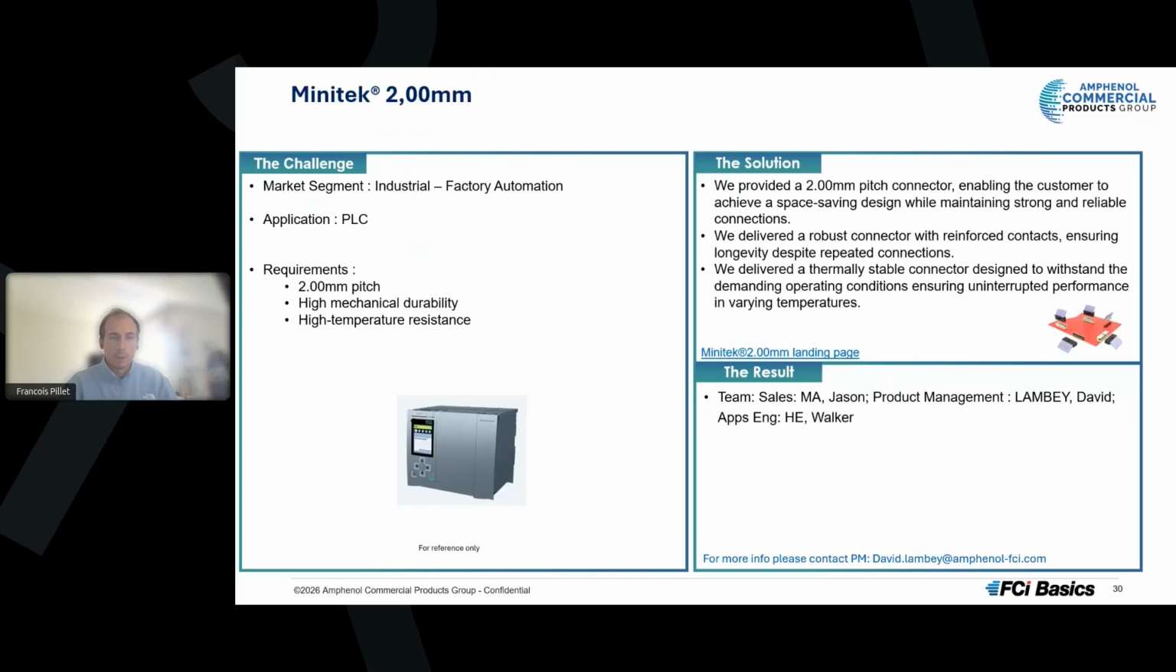The second case relates a space constraint expressed by the customer on top of challenging temperature ranges with high variations. So to satisfy their needs, we decided to promote Minitech 2.0 wire-to-board with reinforced contact to ensure longevity despite high number of mating cycles. The housing material was also upgraded to face larger temperature gaps without any compromise on quality.